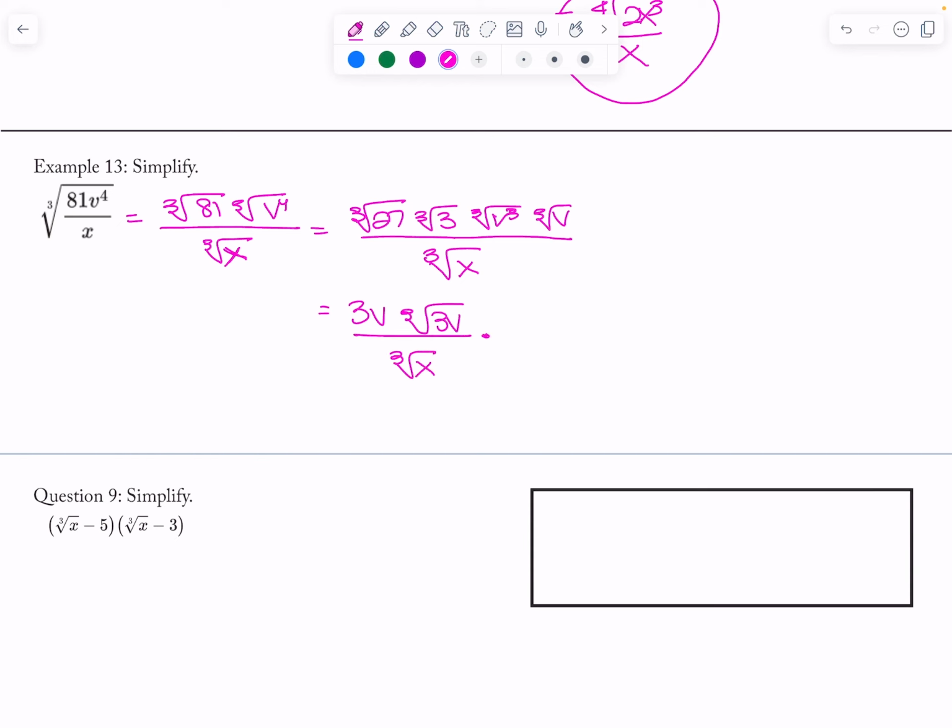I need 2 more x's to get rid of that cube root. So I get 3v cube root of 3vx squared, all divided by x. Okay, and that is it for this lesson.